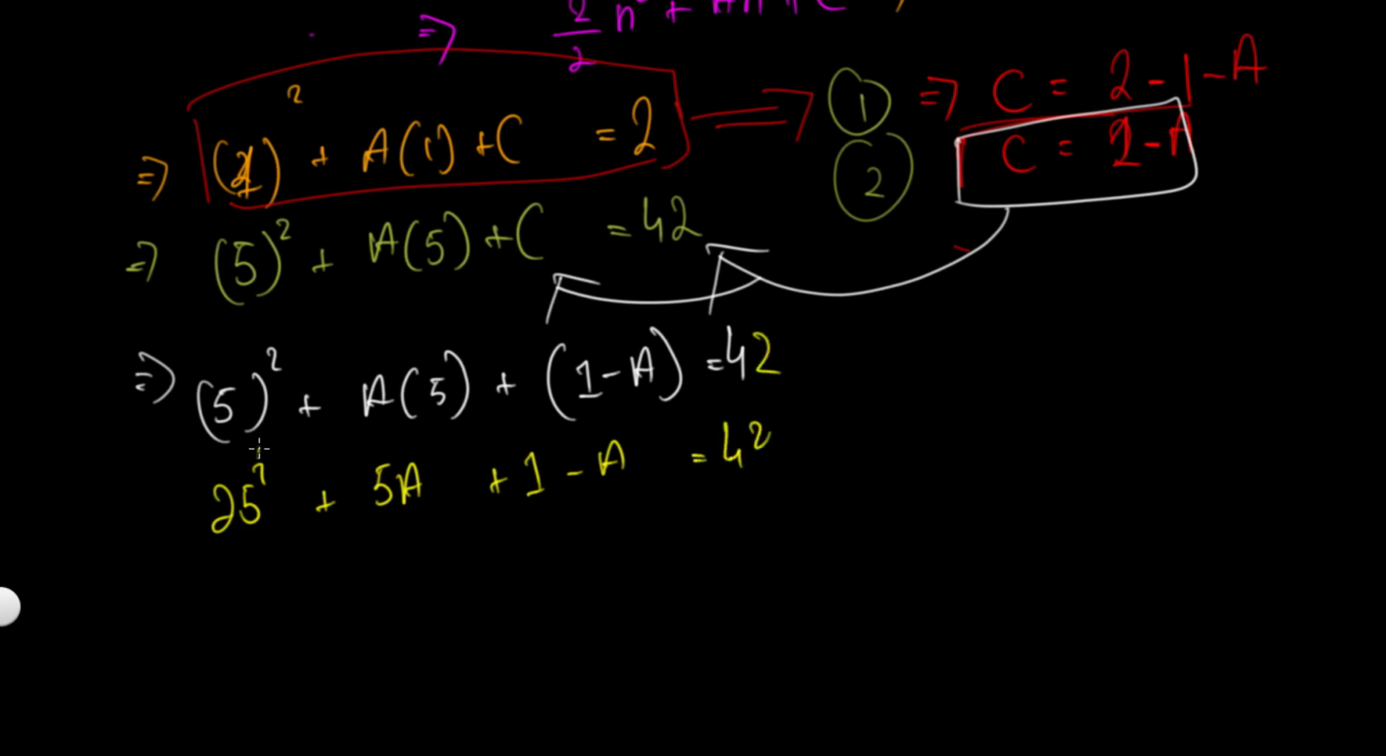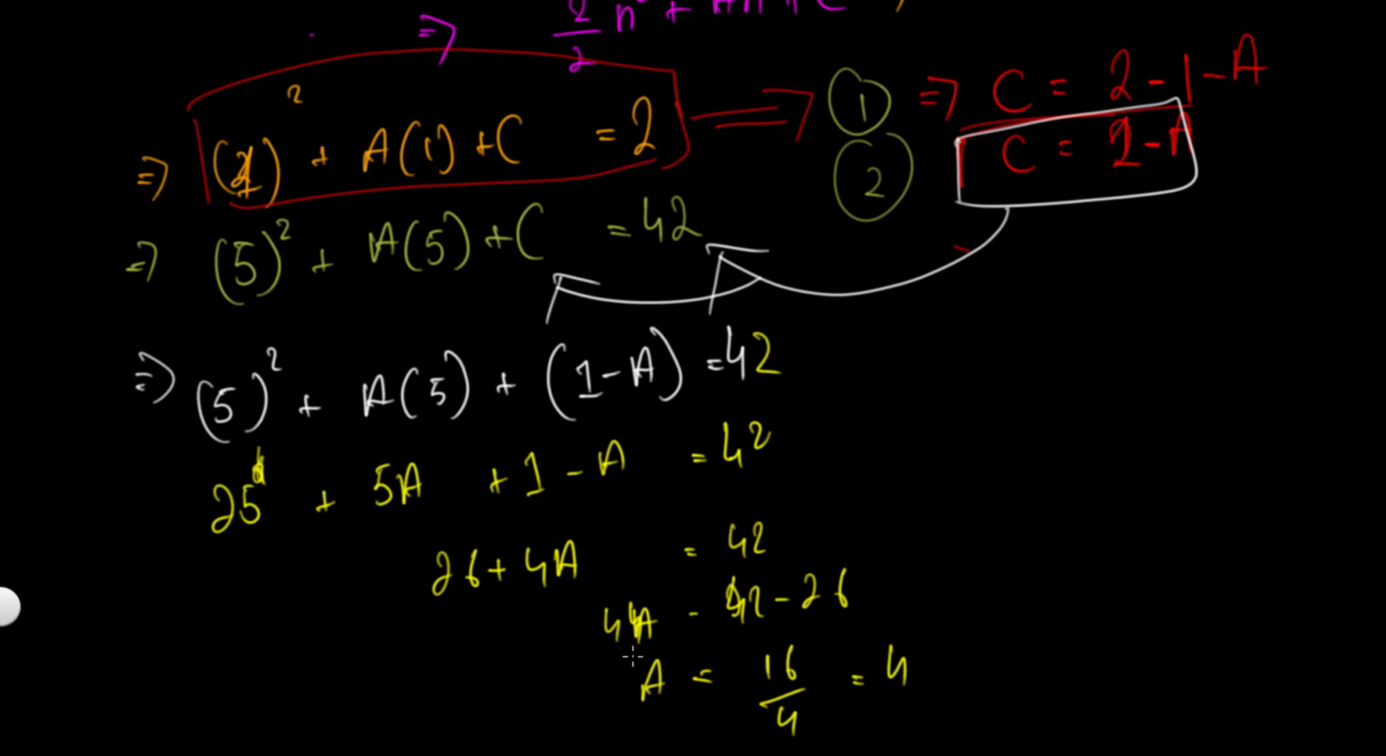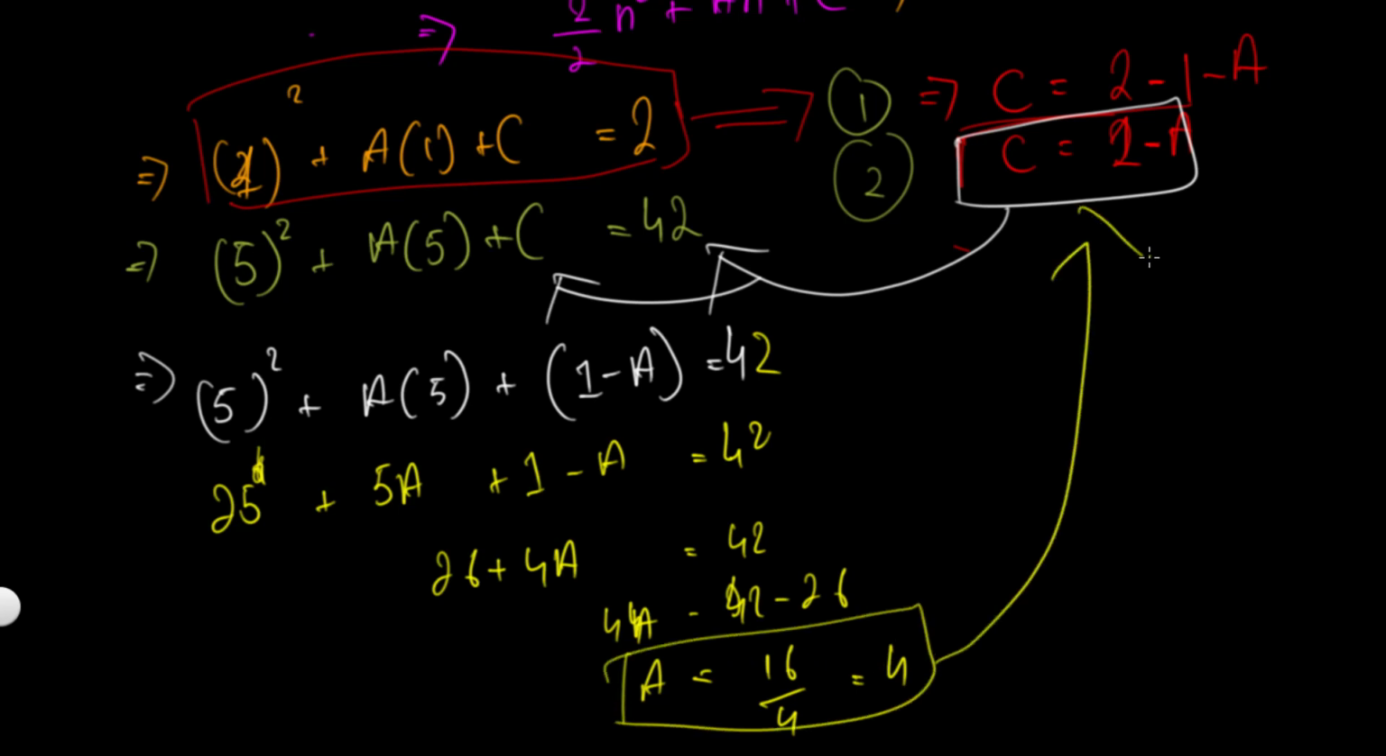So 25 plus 1 is 26, 5a minus a is 4a, so 26 plus 4a is equal to 42. 4a is equal to 42 minus 26. 42 minus 26 is 16, divided by 4, so a is 4. And once you get the value for a, which is 4, insert it back into your first equation and find the value for c. If a is 4, then c must be 1 minus 4, therefore c must be minus 3.